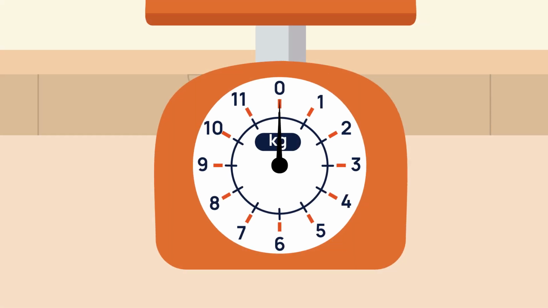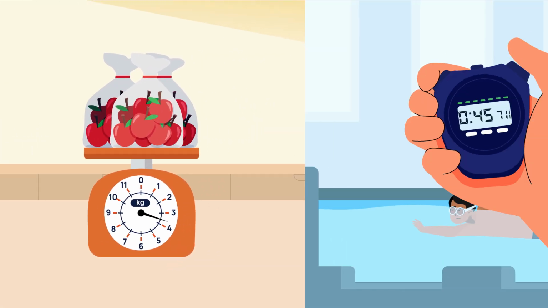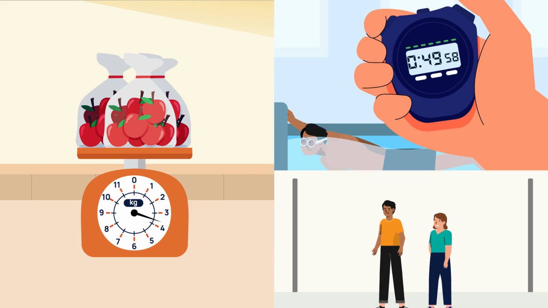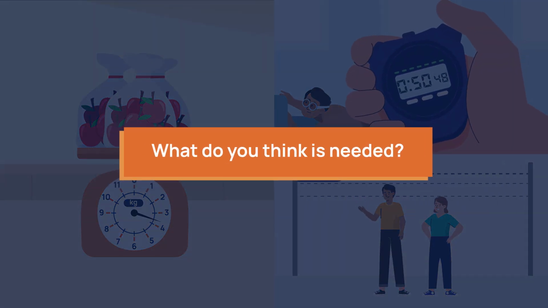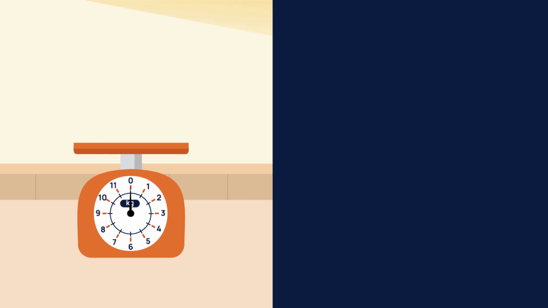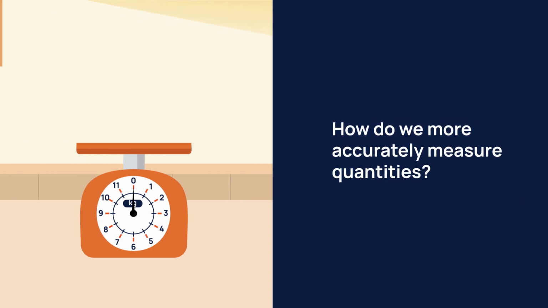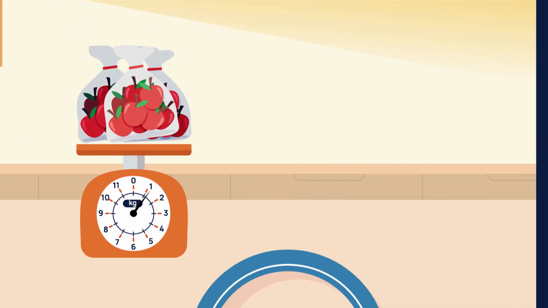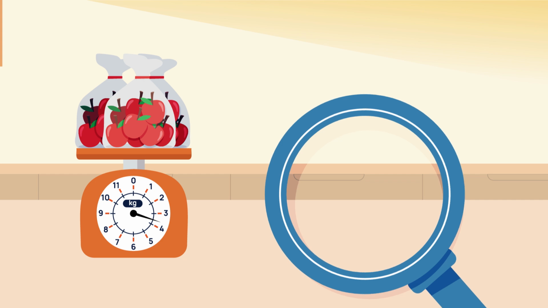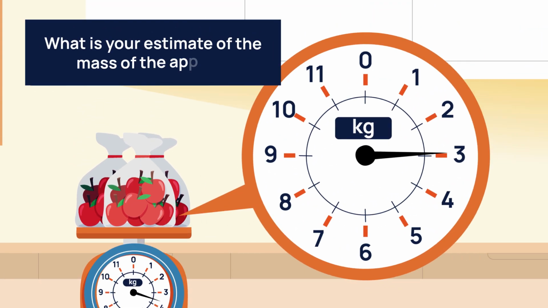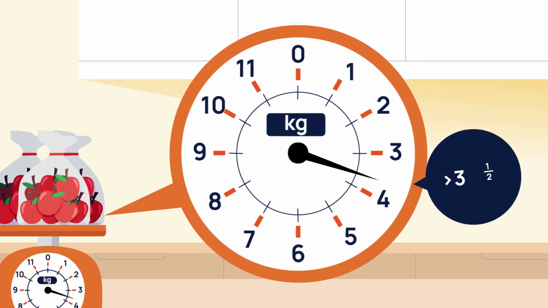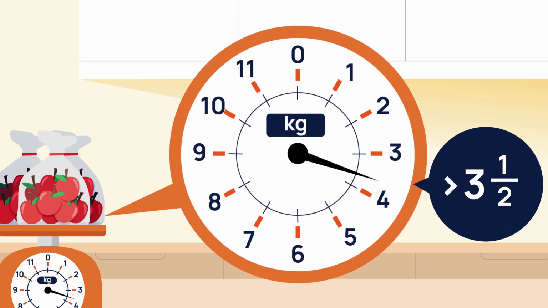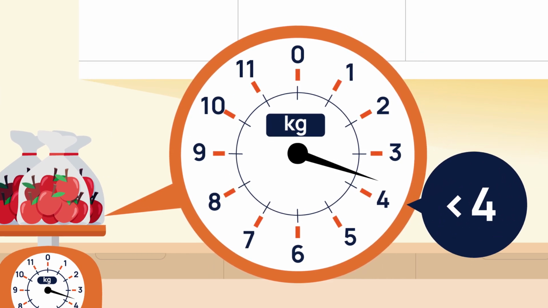Have you ever noticed, if you need really accurate measurements, you need more than whole numbers? What do you think is needed? How do we more accurately measure quantities? Let's look at the weighing of the apples. What is your estimate of the mass of the apples? The apples are more than 3.5 kilos, but less than 4 kilos.